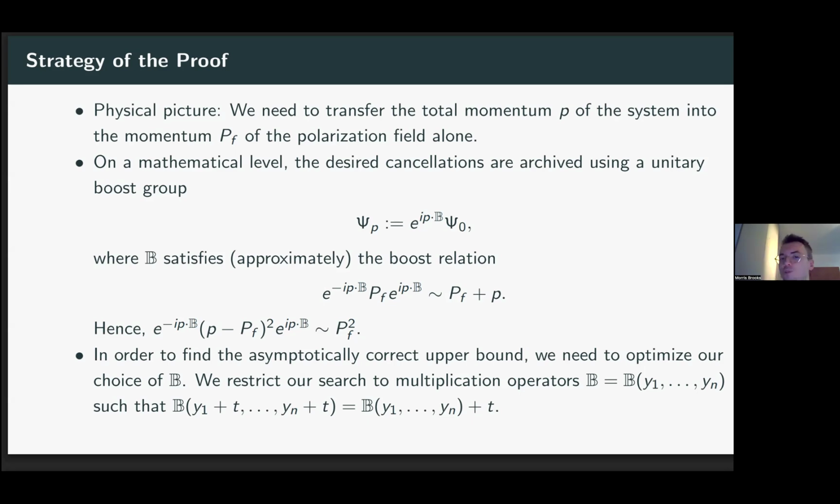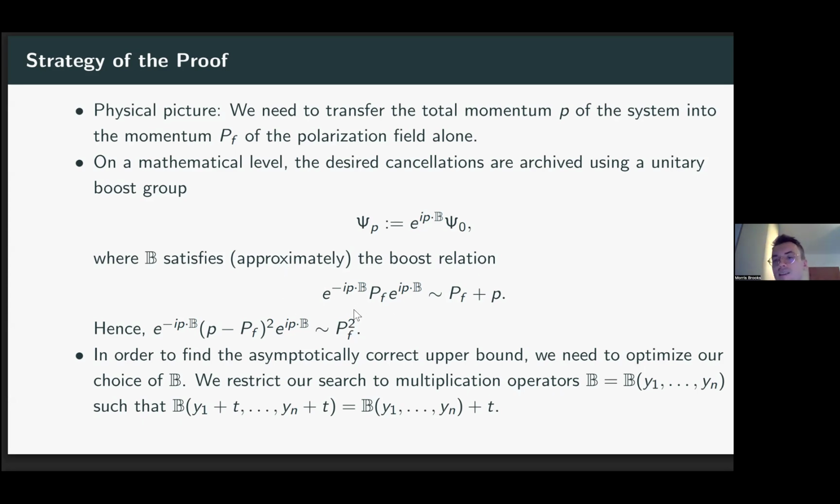First of all, it's good to make my class of possible operators smaller, because in the end I have to find a choice. And the second reason is that multiplication operators satisfy exact relations when I conjugate with derivative operators like the total momentum. So advantage one is it's a smaller class, and since I have to pick something, it's good to have a smaller class. And the second reason is it's technically easier. Okay, and of course, you cannot choose any multiplication operator, right? Because you still want to satisfy the boost relations.